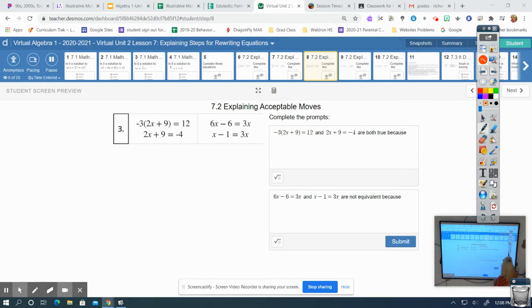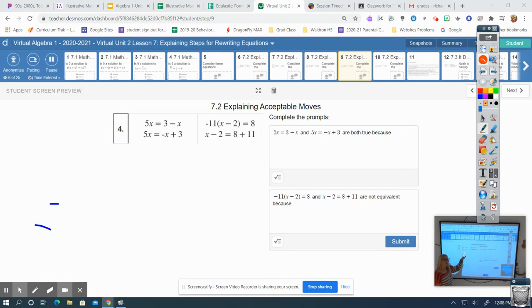All right. So this one here maintained equality because all they did was switch it around. And so that's called the commutative property. Anytime you have numbers on the same side of the equal sign, you can rearrange them as long as you don't change their value. So 3 minus x is the same as negative x plus 3. They're just switched around. Okay, and so that's all they did, was switch those terms.